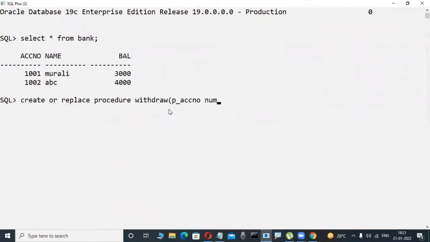Account number I'm passing. Again, amount also I'm passing, because I try to withdraw. The ATM card is there. And now here amount, I'm passing something. Okay, now some coding is there. I want to find out a balance.